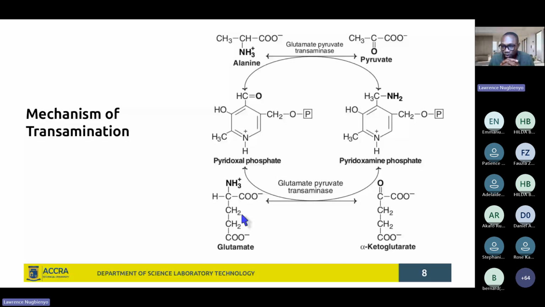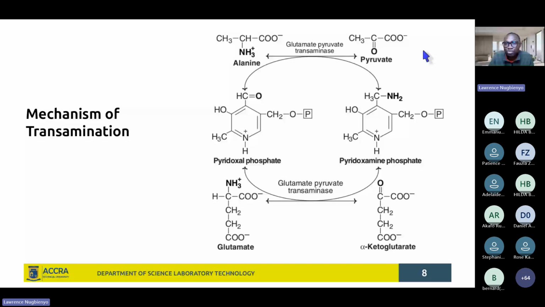And pyridoxal phosphate is that coenzyme that will receive the amine group from an amino acid before transferring it onto alpha ketoglutarate. So these are very important processes, structures, step by step, that you should pay attention to. If you were just writing a simple reaction, you would just write alanine, and you draw an arrow, pyruvate.